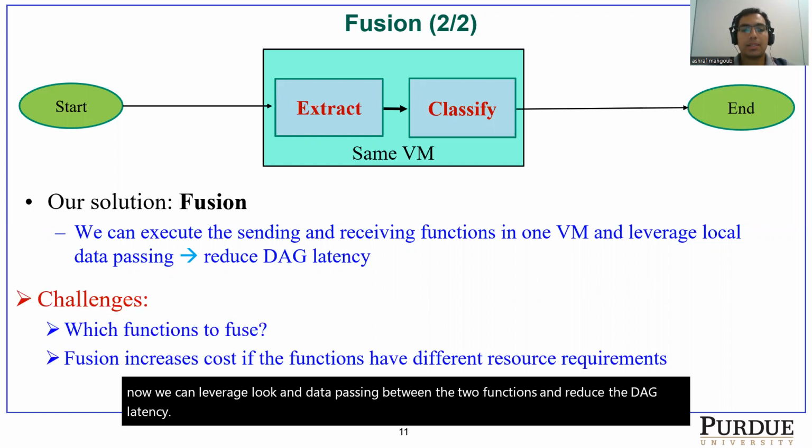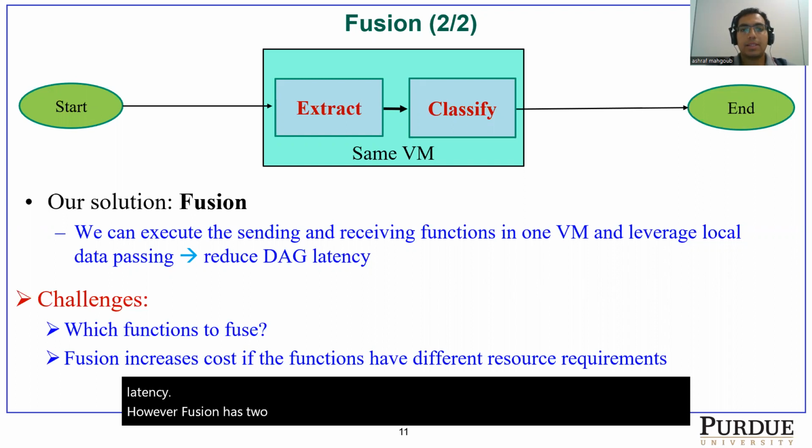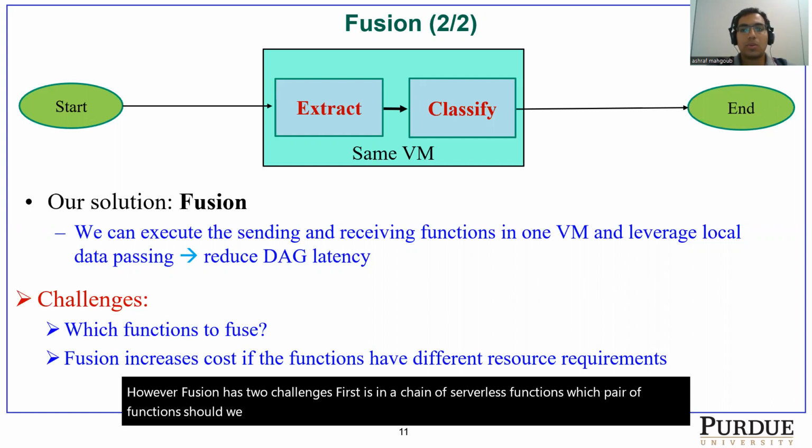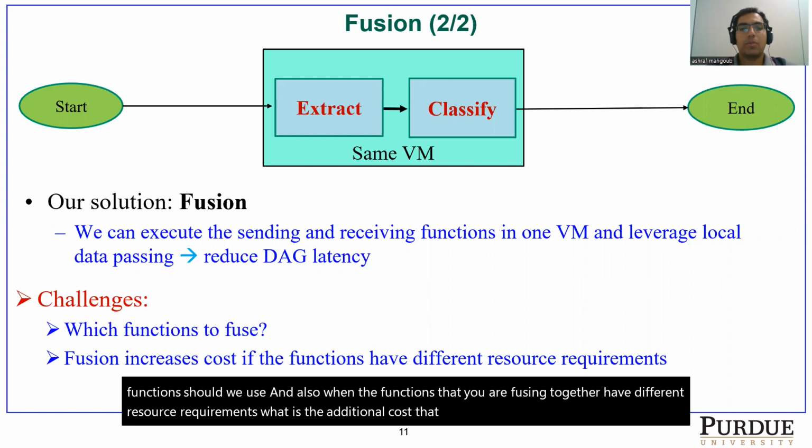However, fusion has two challenges. First is, in a chain of serverless functions, which pair of functions should we fuse? And also, when the functions that you are fusing together have different resource requirements, what is the additional cost that we have to pay for that fusion to happen?